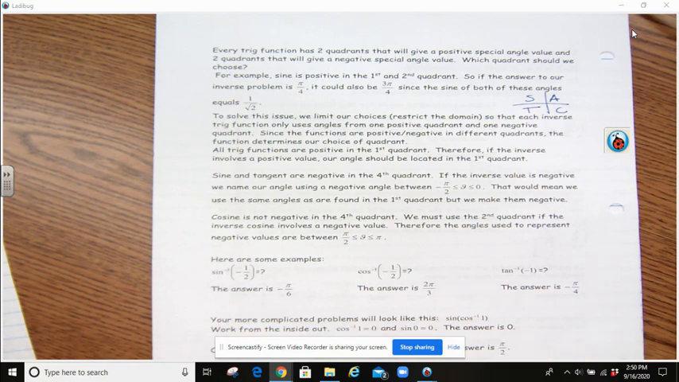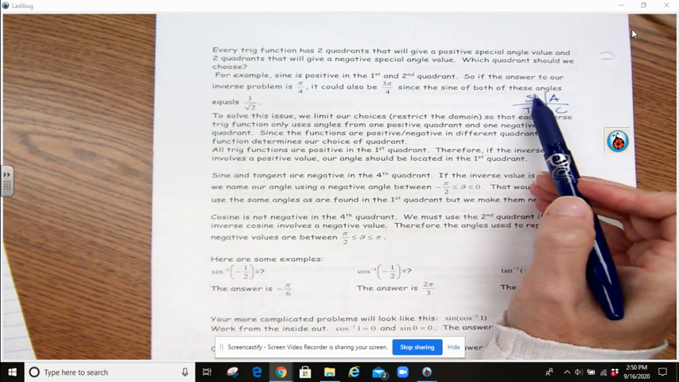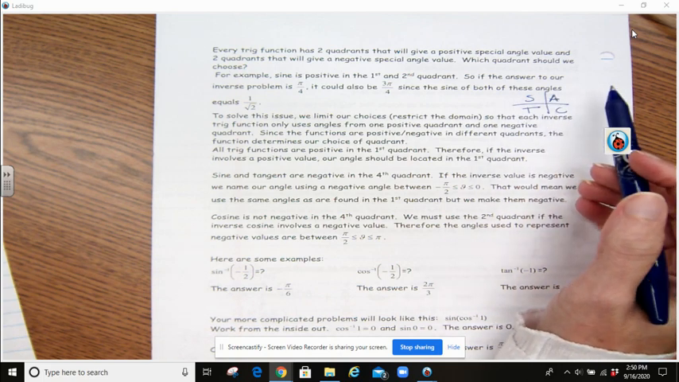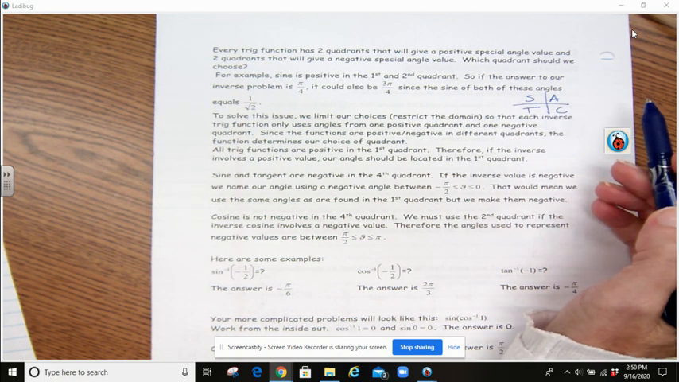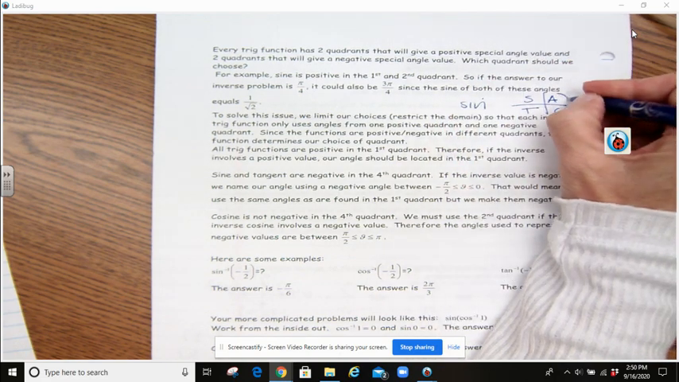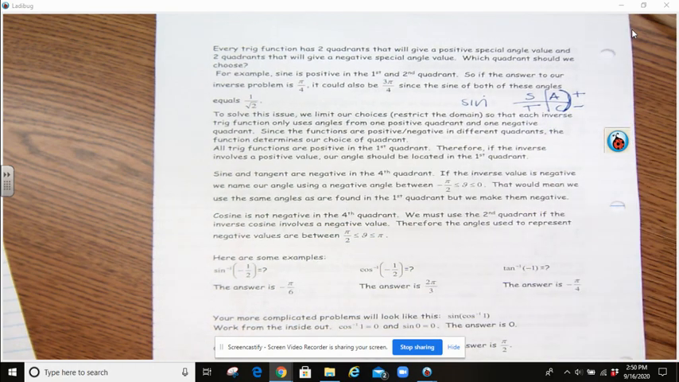But for each of our trig functions, we want one positive quadrant and one negative quadrant. Okay, so for sine, we want the 2 quadrants to be next to each other. And so we can't use the first and the second quadrant because that would be 2 positive quadrants. And we want the quadrants to be next to each other, so we're not going to use the first and the third. So for sine, we're going to use the first and the fourth. That's one positive quadrant and one negative quadrant.